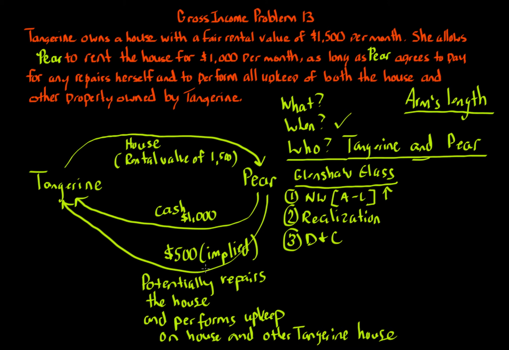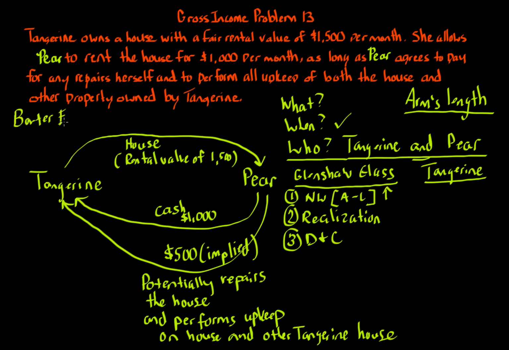All right, so then we go through our Glenshaw Glass analysis, and let's start with Tangerine. Tangerine is renting out this house, and before the rental, Tangerine does not have the cash and the services. After, Tangerine has the cash and the services. One thing to understand here is that if Tangerine did not have this house involved, which, remember, we talked in previous videos about the idea of barter exchange.